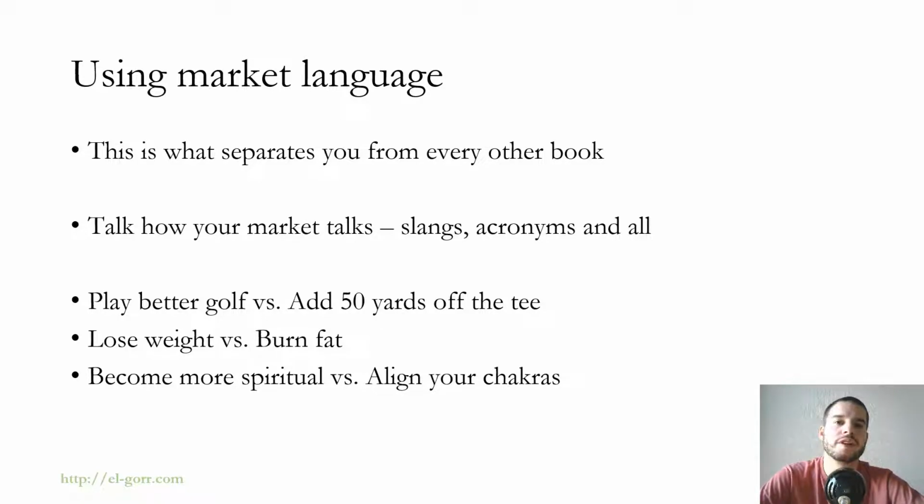If you're in the golf niche and you have a book that says, hey, this will show you how to play better golf, that does nothing for someone in the golf market. Anyone can say that. Doesn't mean you've researched them at all. They don't think you have their best interests at heart. But if you say, hey, here's a way to add 50 yards off the tee every single time, that's how they would talk about the problem.